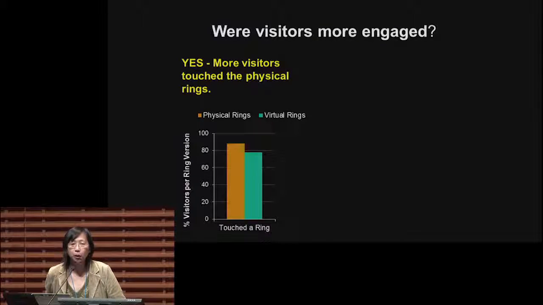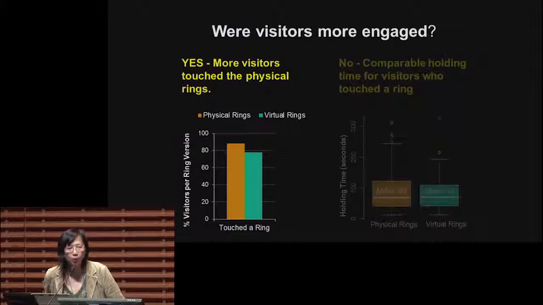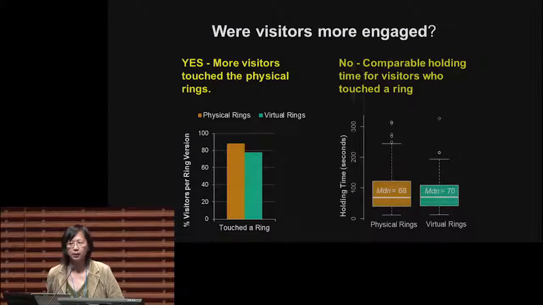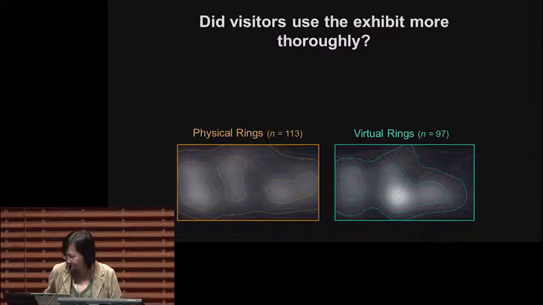Now, if we looked only at the people who touched a ring, what was their holding time? No difference. So what is this saying to us? I think what this is saying is that these physical rings were really good at initiating the engagement, but they weren't necessarily better or worse at sustaining the engagement. So let's look at the nature of that engagement.